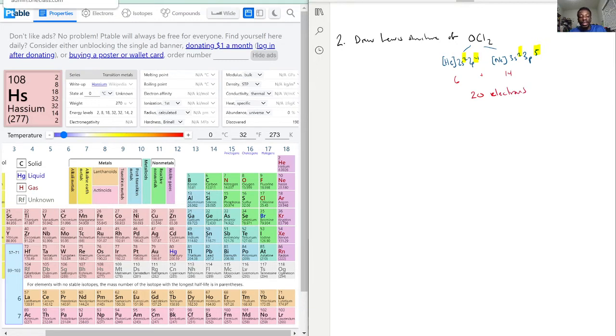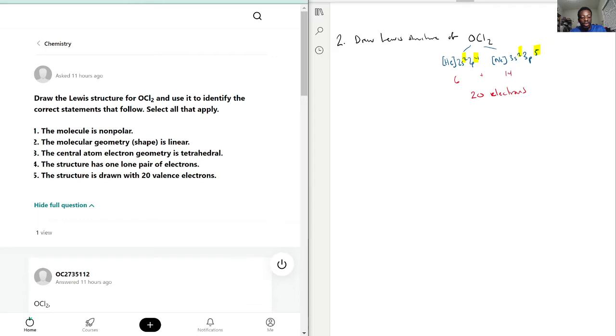So with that being said, the structure is drawn with 20 valence electrons. That's number 5, and it is correct as far as we know, because this is not an ion, it has a net charge of neutral 0. We only have the electrons given based on the valence electrons of each atom. Well, 5 is correct, true. Okay, so we solved that one because 6 plus 7 plus 7 is indeed 20.